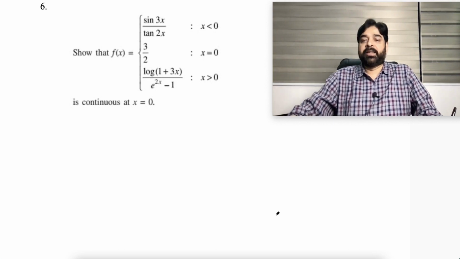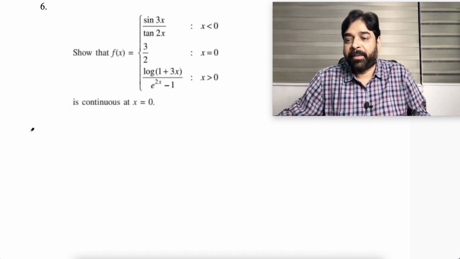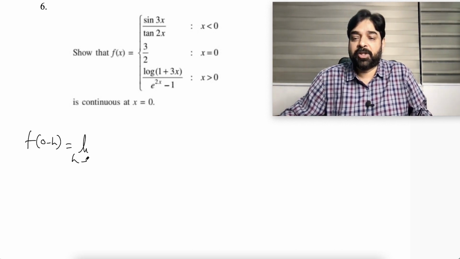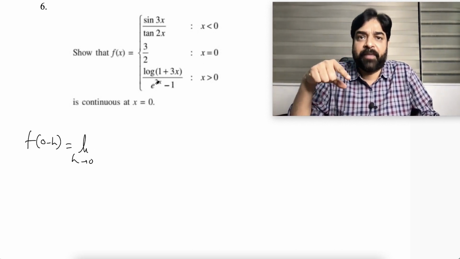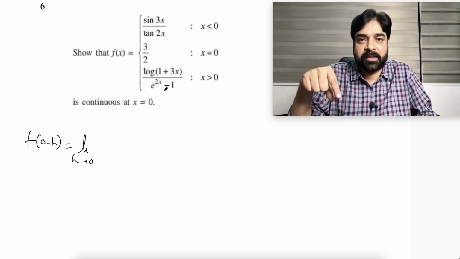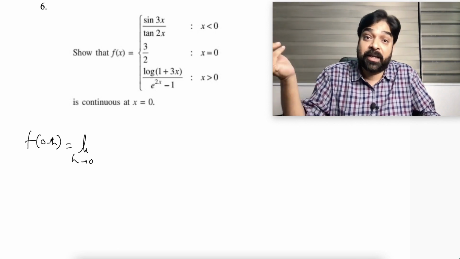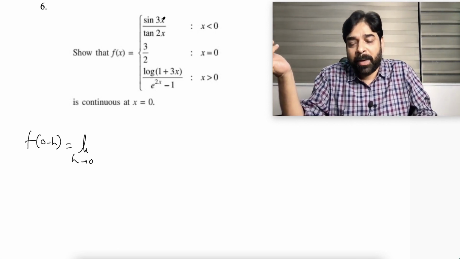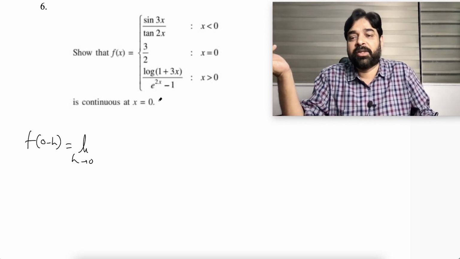Let's see. This is also, we have to prove it's continuous. Okay, fine. Simple question. F of 0 minus h will be what? Limit h approaches 0. From where will we derive? F of x has 3 values. Either this or this or this. This will be decided by the x. X is 0 minus h. Yes or no? This is 0 minus h. So 0 minus h means less than 0. This is less than 0. This is the function defined.